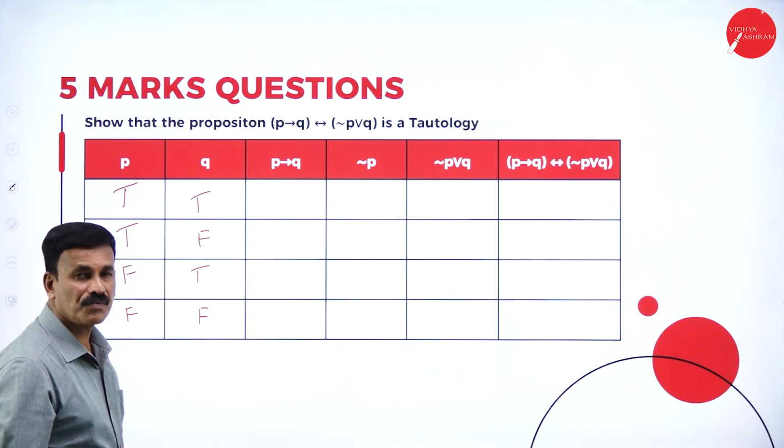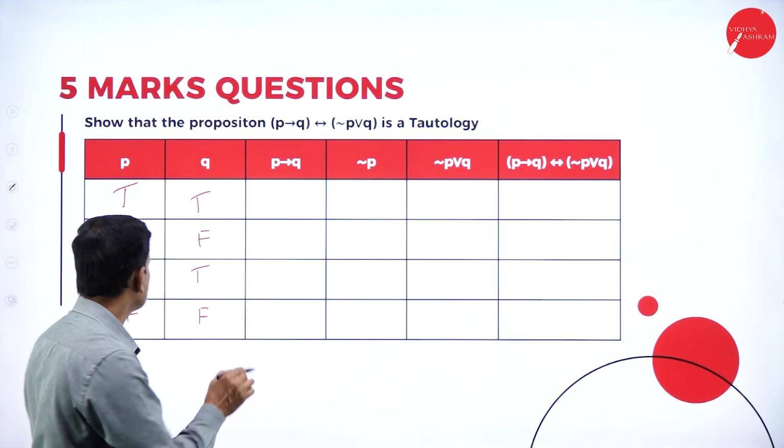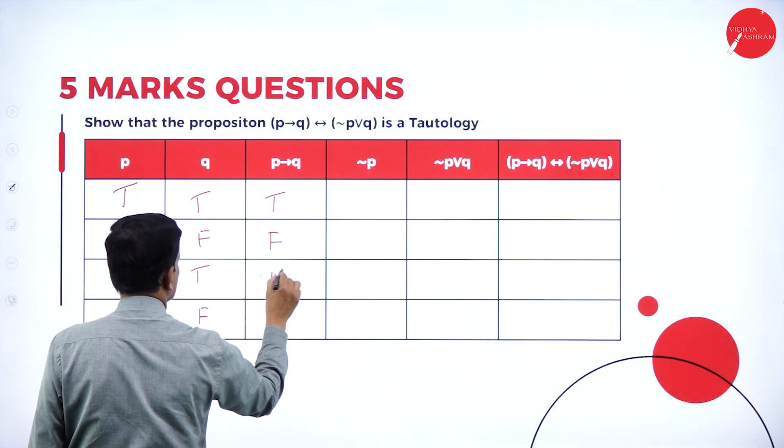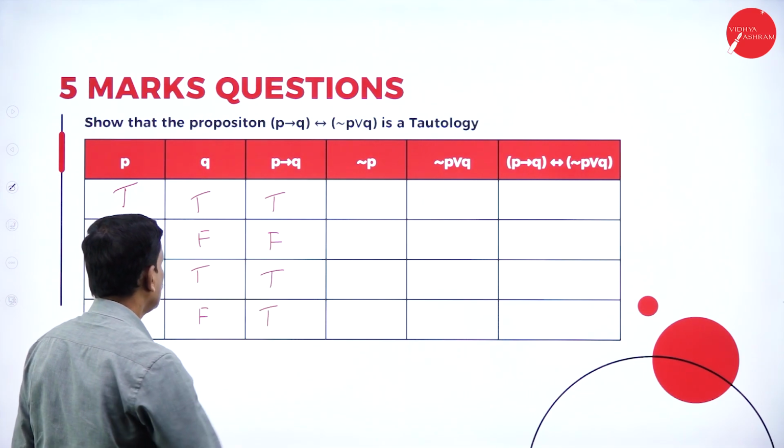Now conditional. Conditional means true and false is false. In all other cases it is true. So true and true is true. True and false is false. False and true is true. False and false is also true. This is the conditional.